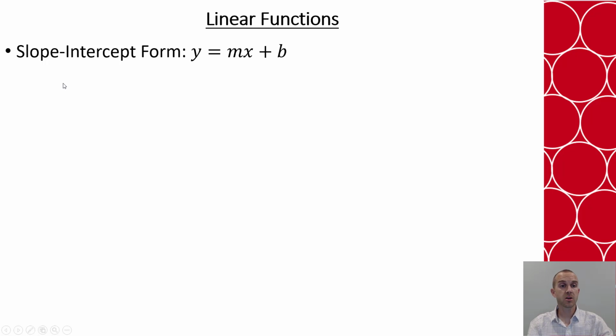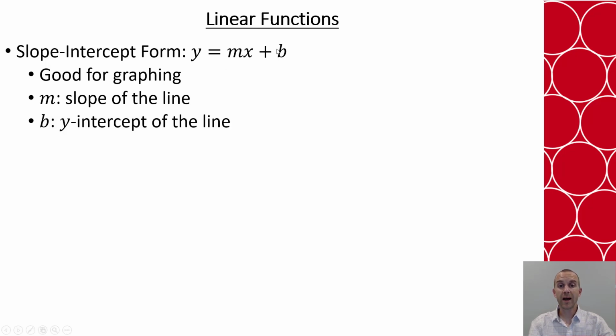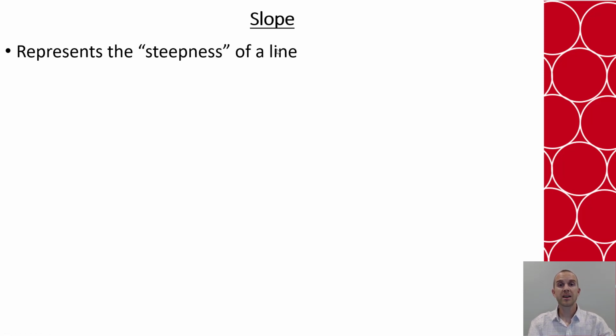The other form we talk about is the slope-intercept form. This is great for graphing, and the reason is because it gives us our slope and our y-intercept. If we know those two pieces of information, we can graph just about any line. Now let's start with that idea of the slope. This represents the steepness of a line.